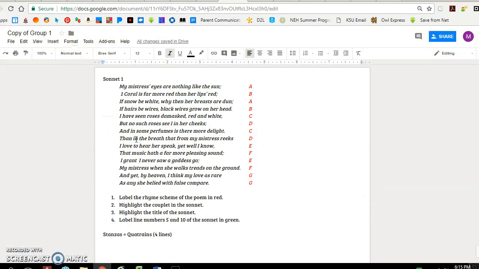Well, I was going to do a strike through, but never mind. Okay, so that task has been completed, so we can go ahead and mark that red. Next task is to highlight the couplet in the sonnet.